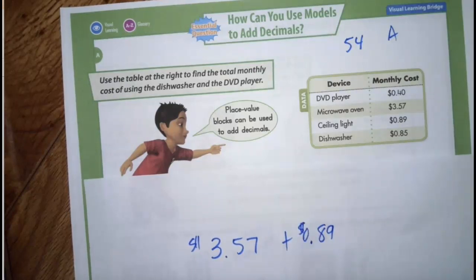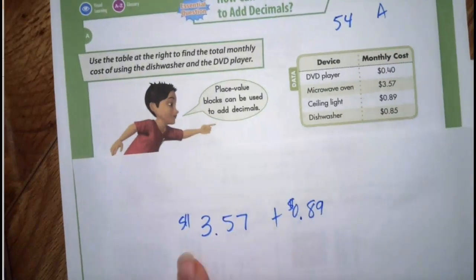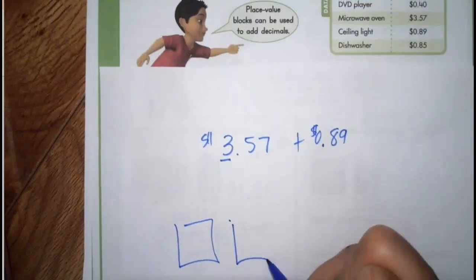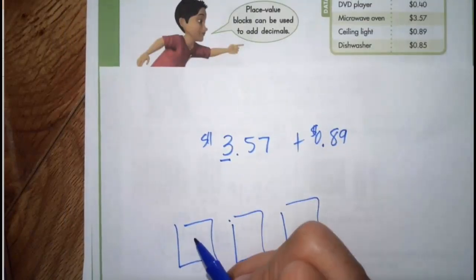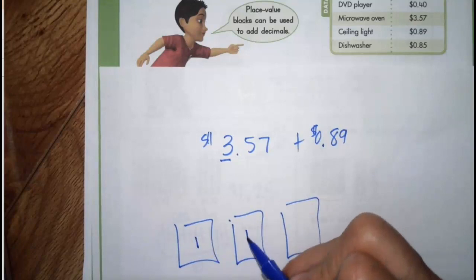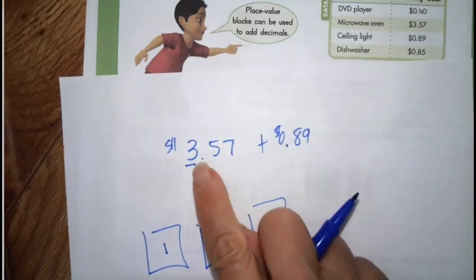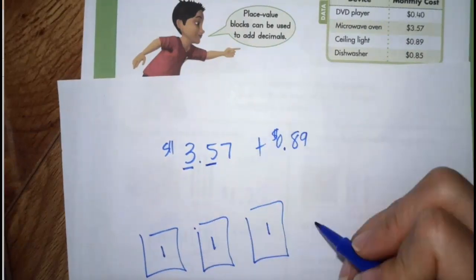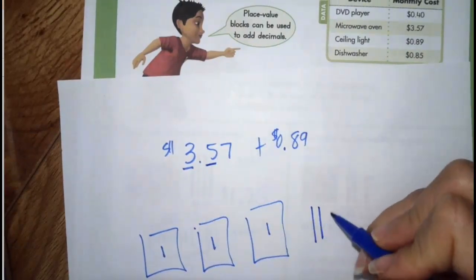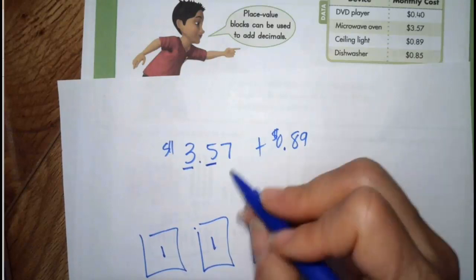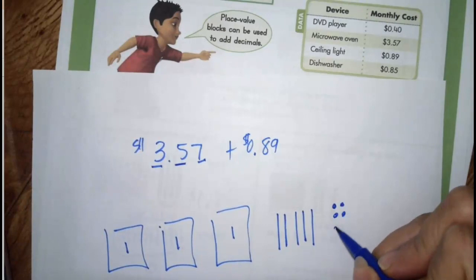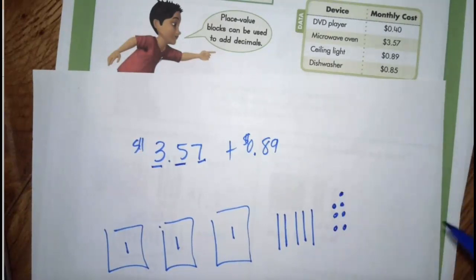Okay, so again, let's do each of these in place value blocks and then add them together. So I've got 3 wholes, 1, 2, 3, and actually $3, right? These are my dollars, those are my ones. I have 5 tenths, because the 5 is in the tenths place. So I'm going to do those, 1, 2, 3, 4, 5. And I have 7 in the hundredths. 1, 2, 3, 4, 5, 6, 7.